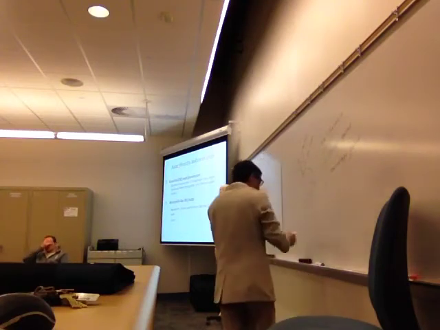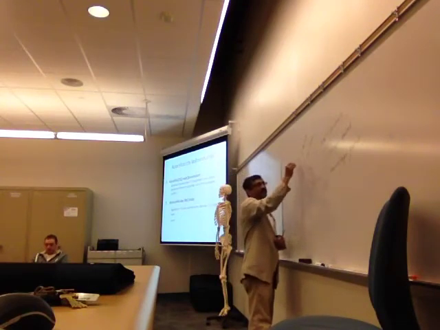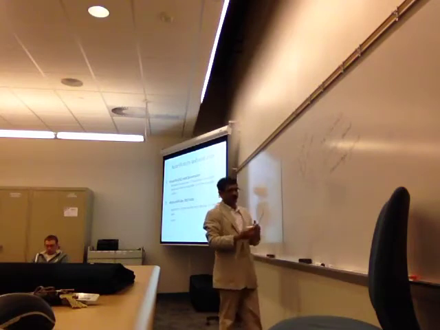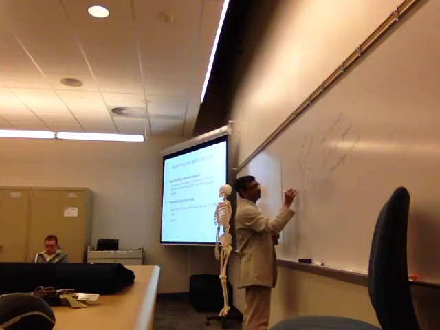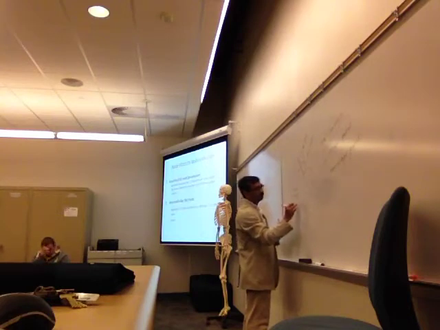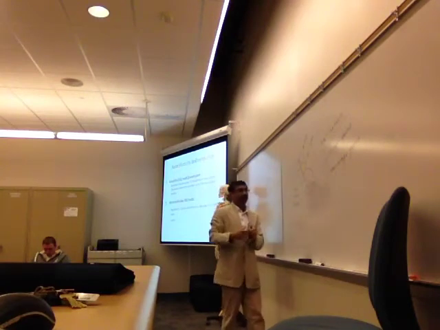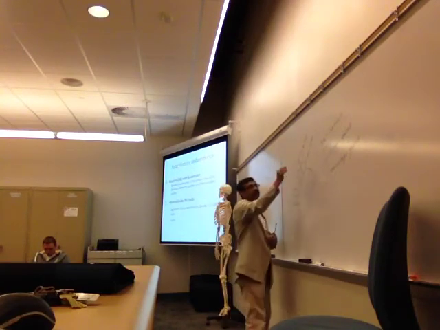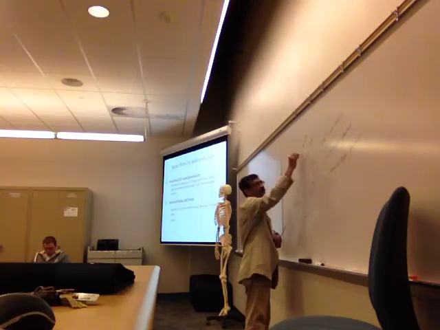And then the SA node is connected to the AV node by fibers, and these fibers are called internodal. Makes sense, right? Inter what? Nodal. Internodal fibers in between the nodes, between SA node and AV node. And also from SA node, some fibers go to the wall of the atrium, atrial wall. Go to the atrial wall.